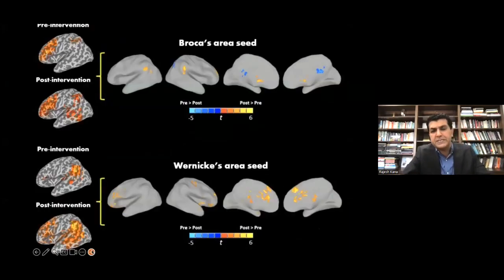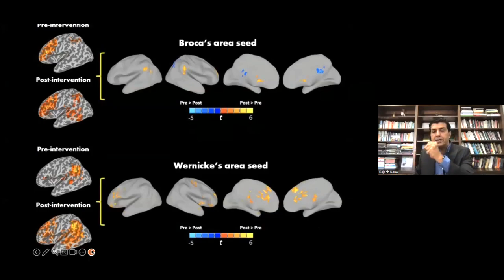Here is more of the same, but a different measure of Broca's area and Wernicke's area connectivity. What we are seeing is that if you take Broca's area as one region, which we call the seed of the brain, and then look at the connectivity patterns of this region with several different areas of the brain.